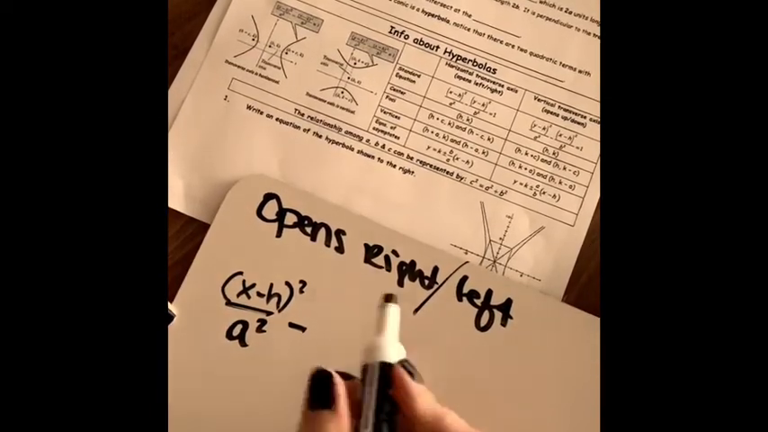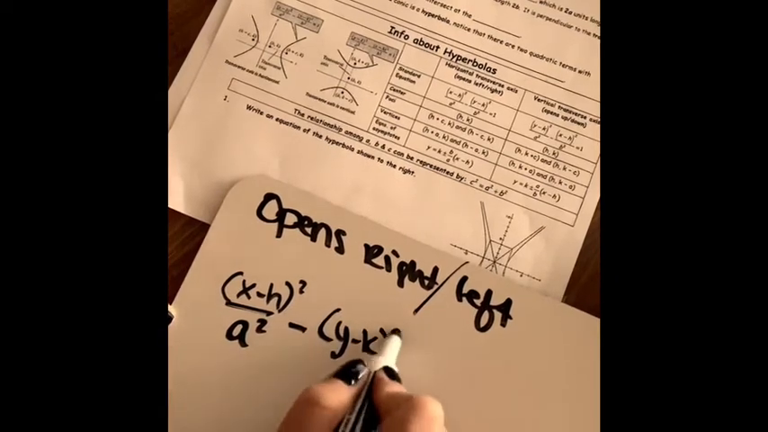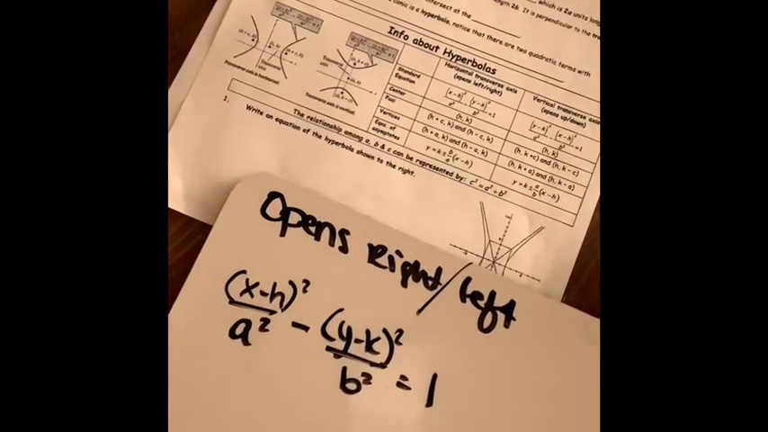All right, so based off of that, we know it's opening right, left. So if that's the case, opening right, left, that means that our x's are going to be underneath your a squared. So let's just rewrite this, (x minus h) squared over a squared. Notice that also it's a subtraction sign in the center, whereas your ellipse was addition, (y minus k) squared, and then over b squared is equal to 1.